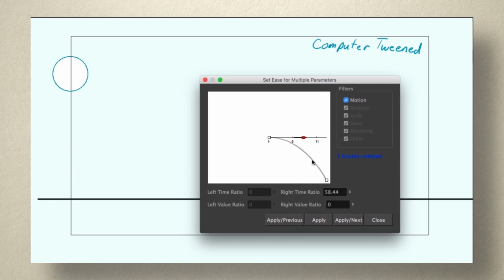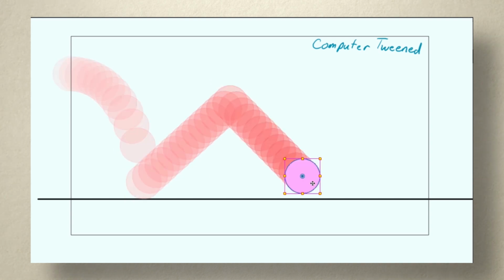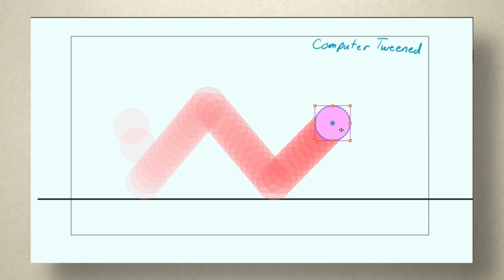Now let's apply that and check the ball's path. There, since we've added easing to the ball's vertical movement, it now moves in a nice arc. So now we can go position our other keyframes and adjust their easing in the same way.